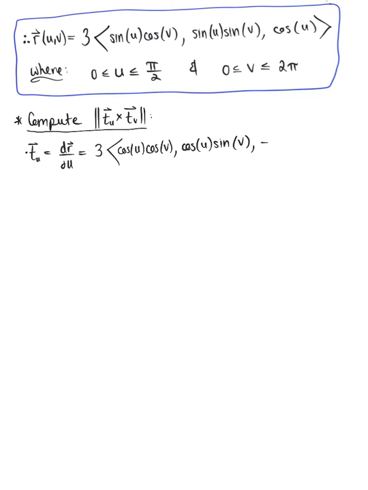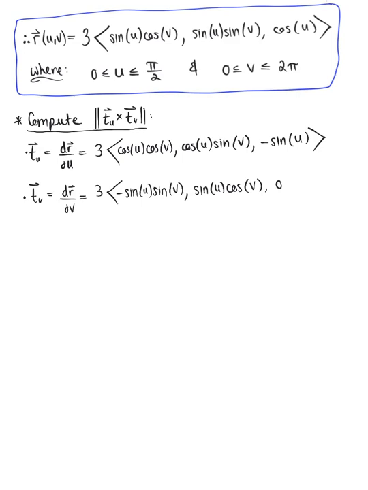And our last component, the partial derivative of cosine with respect to u, leaves us with minus sine of u. So similarly, to find the tangent vector in the v direction, we take the partial derivative of vector r with respect to v. So we have 3 multiplied by minus sine of u times sine of v. We then have sine of u multiplied by cosine of v. And then the partial derivative of cosine of u goes to 0.